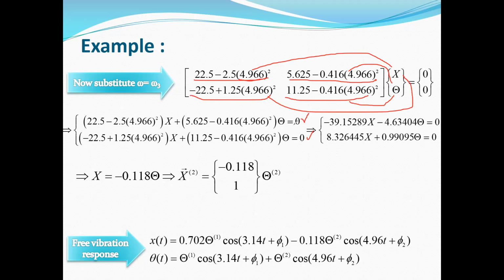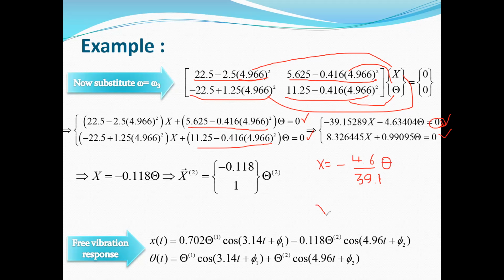And if you simplify these two equations, if you simplify these parentheses, you can extract these two equations, as you can see, equation 1 and equation 2. Again, from the first equation, we can conclude that X is equal to minus 4.63404 divided by 39.152 times theta. This is from the first equation.